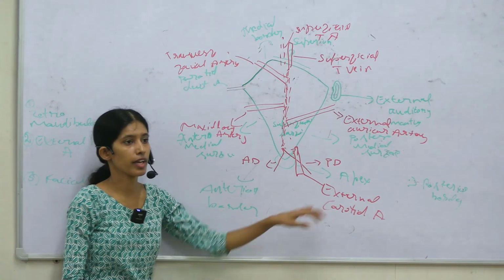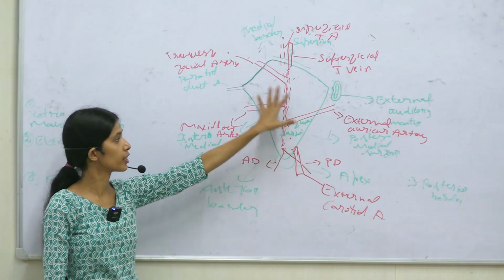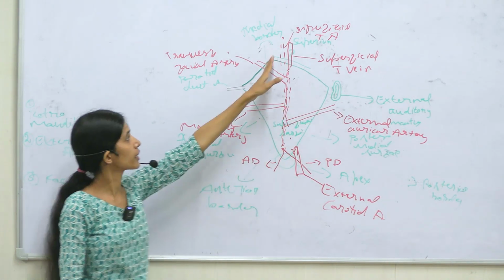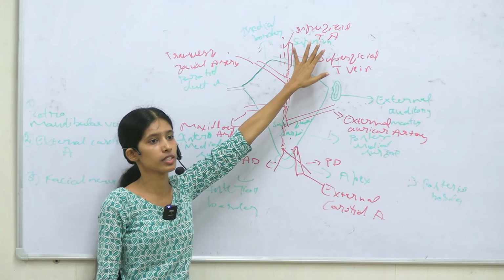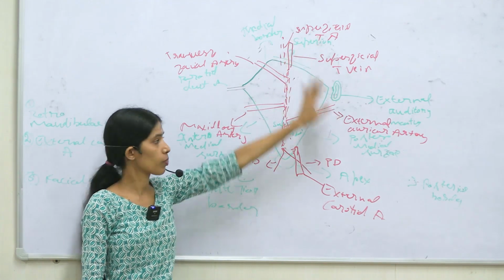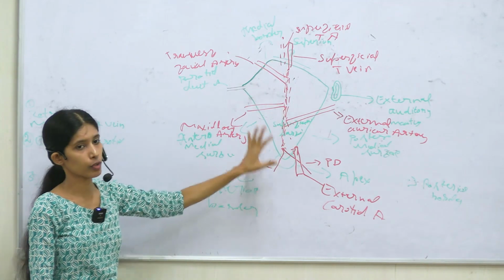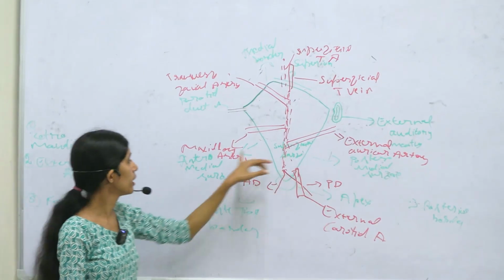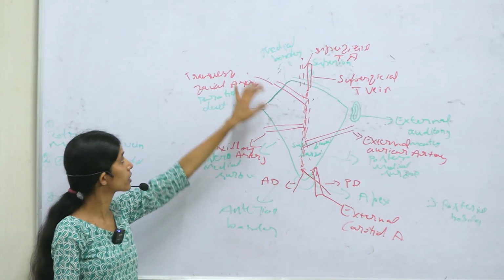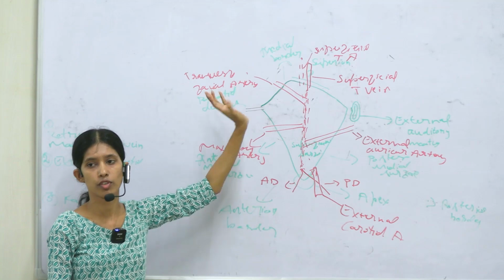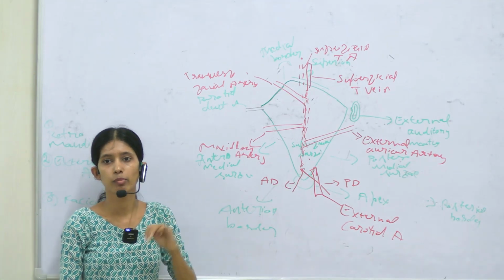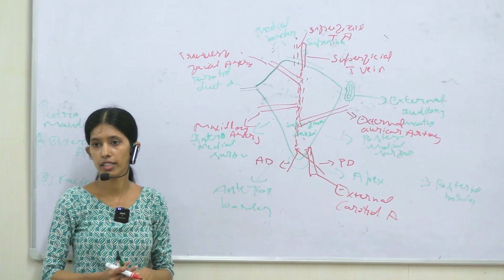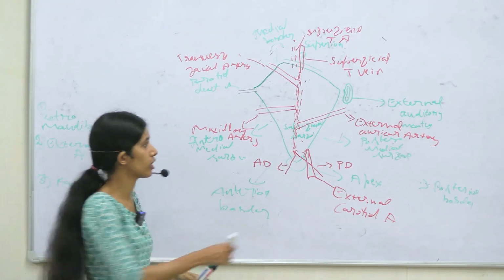We have external carotid artery which enters your parotid gland through the posteromedial surface and it continues as the superficial temporal artery. Within the parotid gland, it gives three branches. The very first one is auricular artery, the next one is maxillary artery, and the other one is transverse facial artery. These are the three branches of your external carotid artery. And the last one is facial nerve.